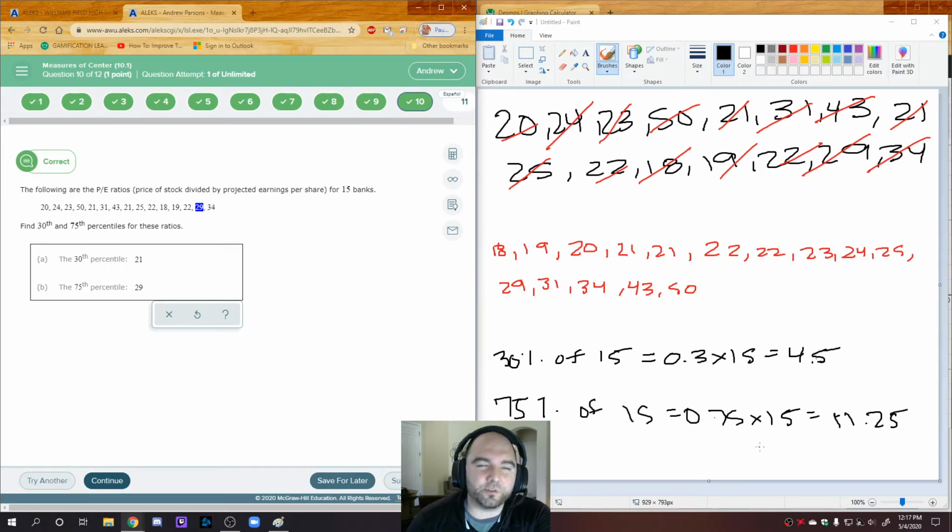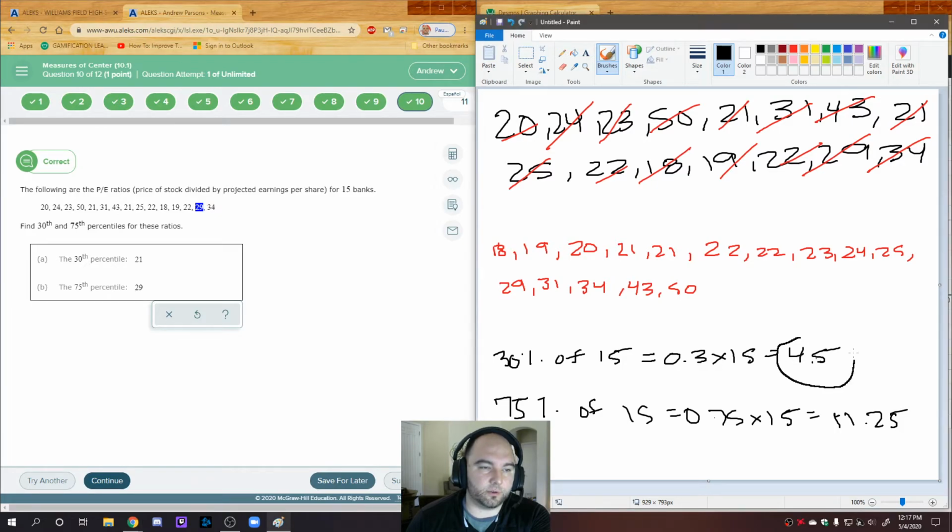I wasn't sure if you had to forcibly round up each time, but I guess that ended up being the right thing. So here, let's talk about the steps again. It was write the numbers in order, find 30 and 75% of how many numbers there are. That tells you which term you need to go to. But if it's a decimal, you're going to have to round, just round like you normally would, and then whatever term that is. So in this case, this needed number 5 because that's what it was. So 1, 2, 3, 4, 5. 21 was term number 5, and therefore it's the 30th percentile.